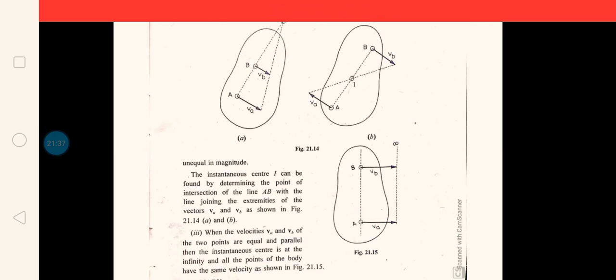Now as a special case, you can see figure C here. VA and VB are both the same in magnitude as well as parallel. Then if you join AB, you will get a line, and through the extreme ends of the velocity vectors I am drawing a separate line. There is no chance for these two lines to meet, since both are parallel. This distance is equal to this one, that means both will be parallel. In that case, the instantaneous center will be at infinity, or we cannot find an instantaneous center for this one. That is all about locating the instantaneous center.